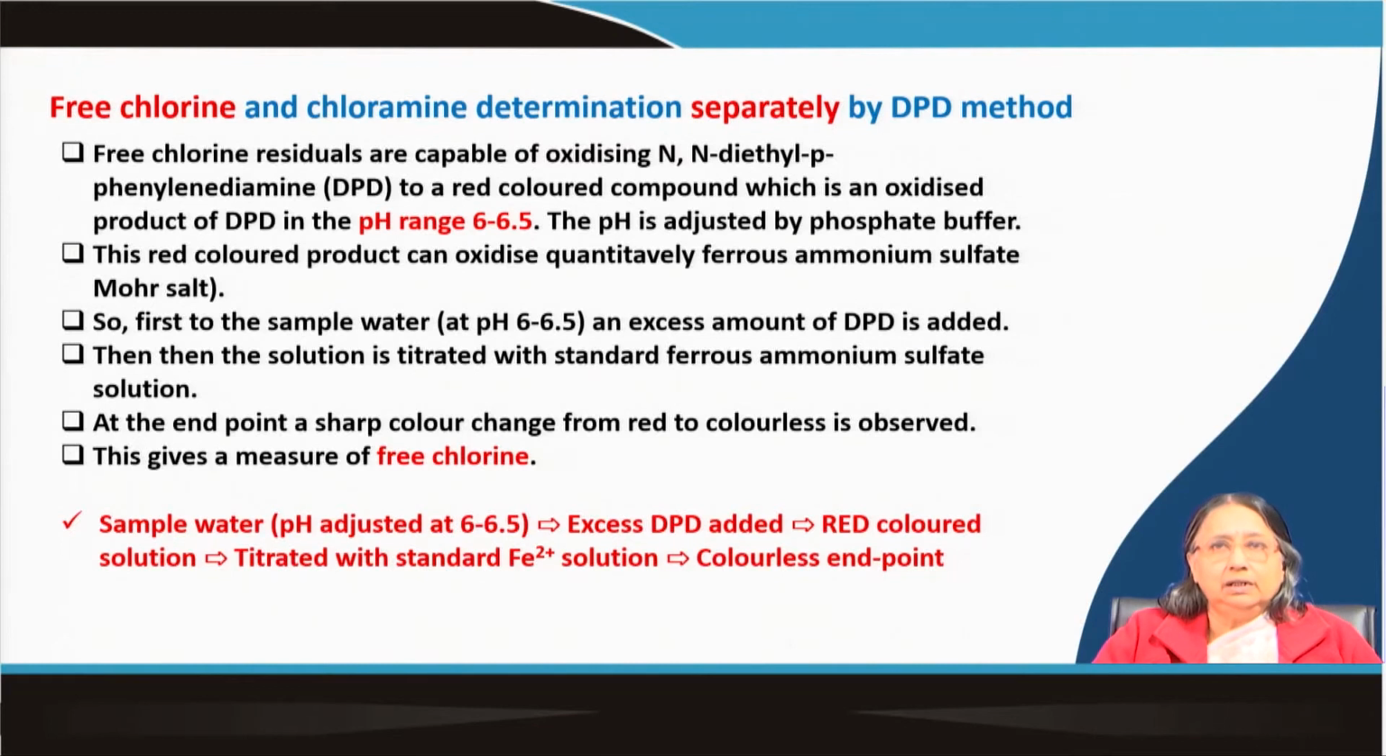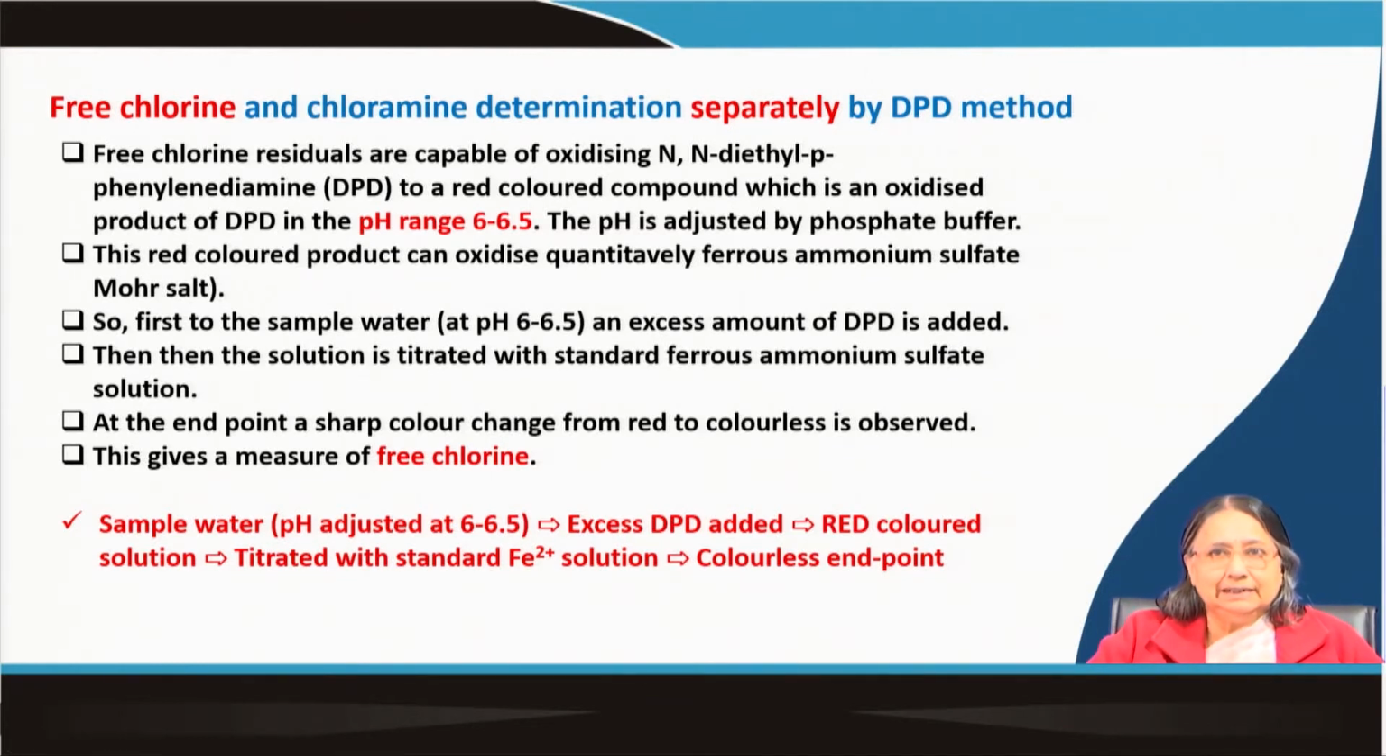Now, you understand that the iodometric method can be used in low pH condition, and it can be used for total residual chlorine determination. Now, sometimes we need free chlorine and chloramine determination separately, by the DPD method. How can it be done? It is a very interesting method. You have to listen carefully. Free chlorine residuals are capable of oxidizing N,N-diethyl-p-phenylenediamine, abbreviated as DPD, to a red colored compound, which is an oxidized product of DPD. Chlorine, you know, is an oxidizing agent.